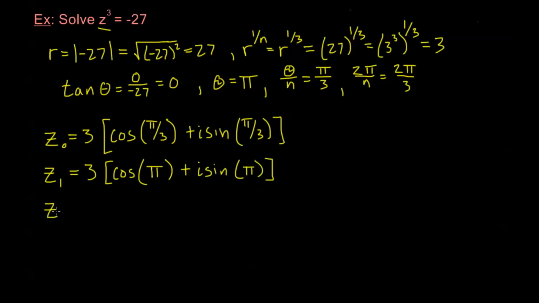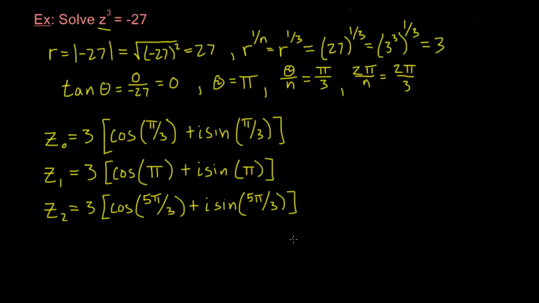And my final root, we should only have 3 of them. I still have a modulus of 3. And now I'm adding 2 pi over 3 to pi to get my new argument. Now 2 pi over 3 plus pi is going to be 5 pi over 3. And then I have plus i sine of 5 pi over 3. Okay, we're done. These are all the values of z, which when we cube them, we get negative 27.